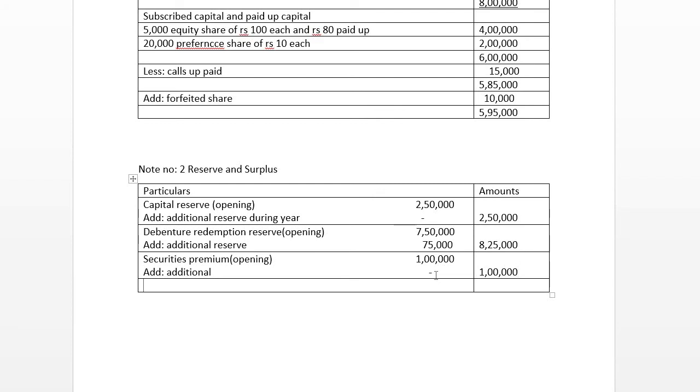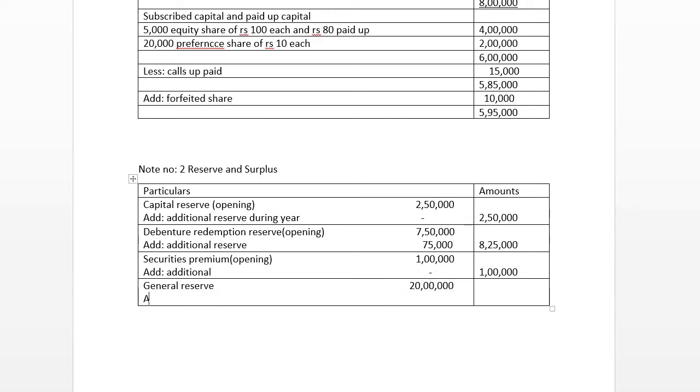Then once after that, suppose it is a general reserve. Assume the opening amount of general reserve, kept in the business in order to meet the contingent liability which is going to arise in the future, is 20 lakh. Again, if any additional reserves are given during the current year, at that time we are going to add that particular reserve to the general reserve.